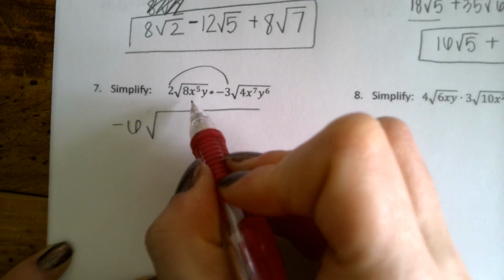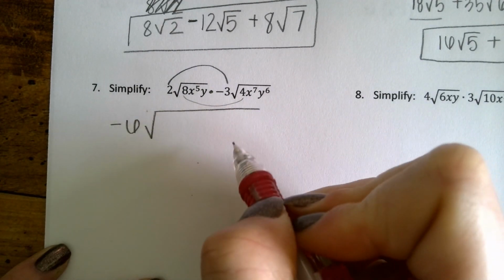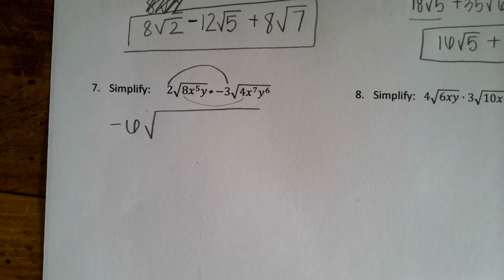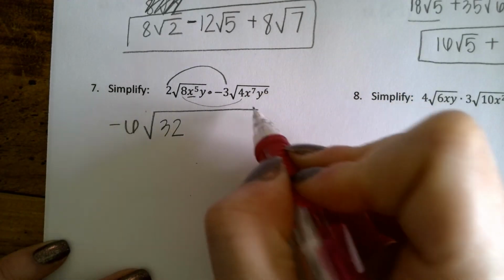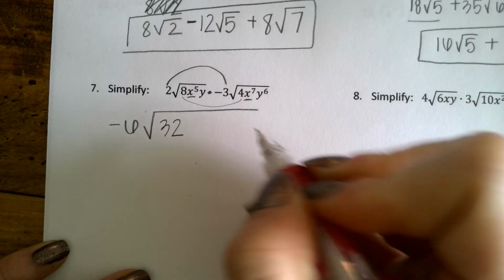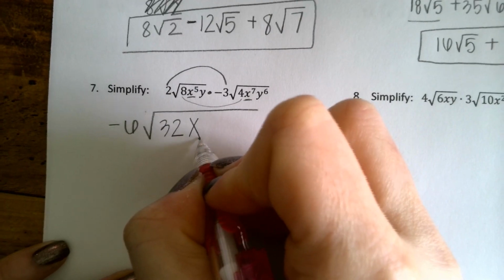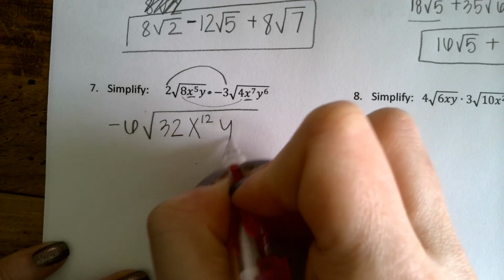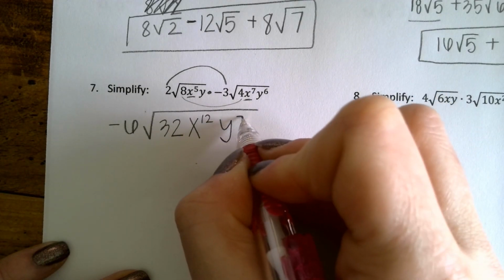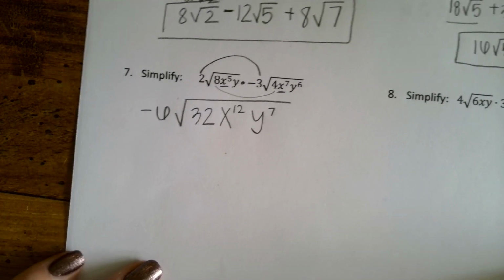Inside, I have 8 times 4, which is 32. I'm now taking x to the 5th times x to the 7th. And what I'm really doing here is adding exponents, so I should have x to the 12th. I have 1y and 6y's, so 7y's in total.